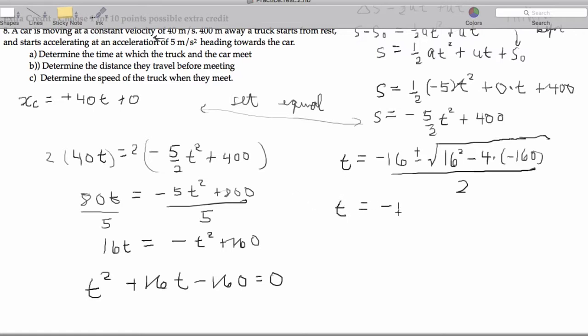So let me simplify this a little bit more. T is going to be negative 16 plus or minus the square root of, and let me multiply this out. So 16 squared is 256. And then we're going to add 640 to it because it's negative 4 times 160, all over 2. We keep simplifying. T is going to be negative 16. And the root that we're going to keep is the one that we do the adding to, because the negative root will give us a negative time, and that just will not make sense.